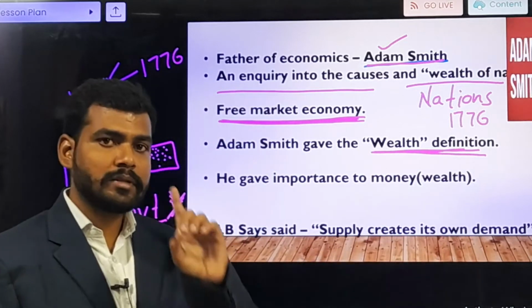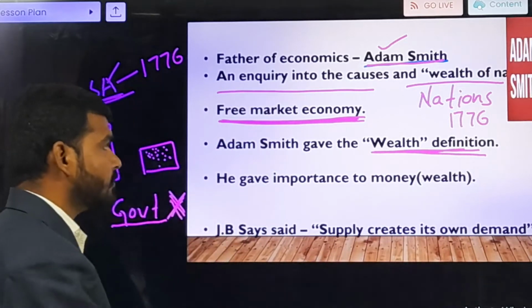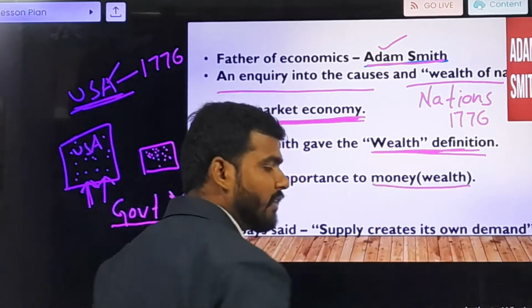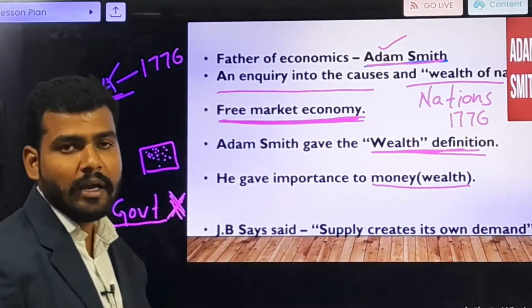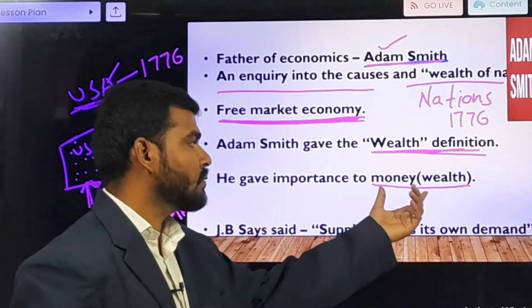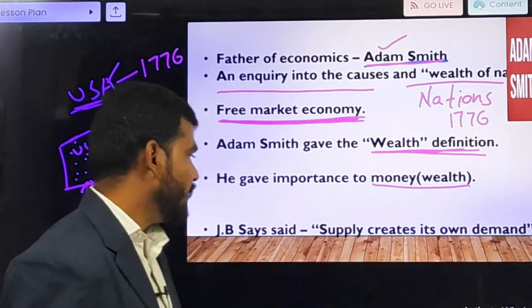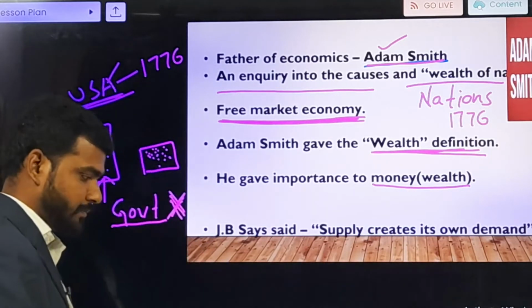See, economics discusses wealth, right? Adam Smith also gave importance to money or wealth. At every time, in every speech and every book of his, he gave importance to money. What did Adam Smith give importance to? He gave importance to money. Okay, right.